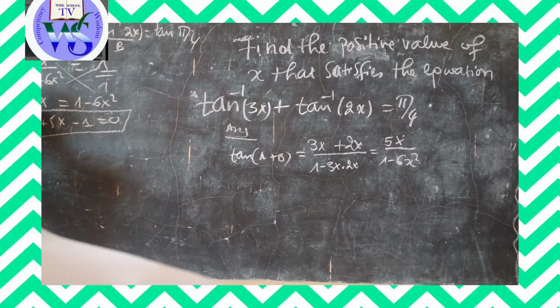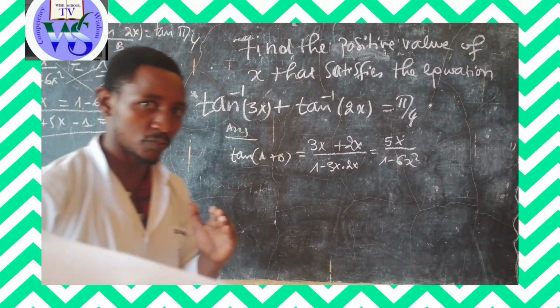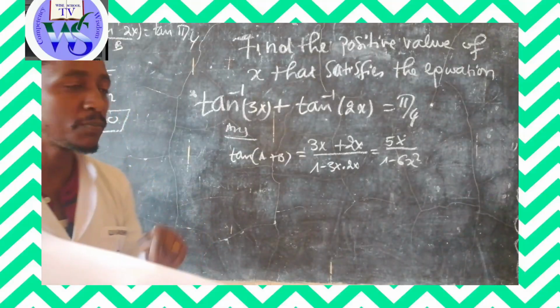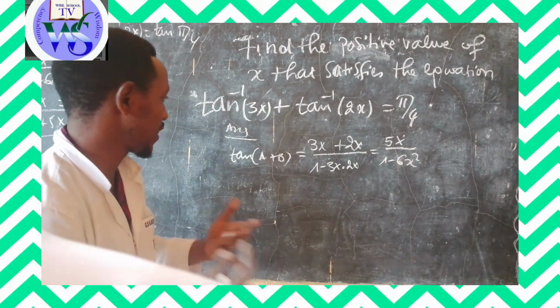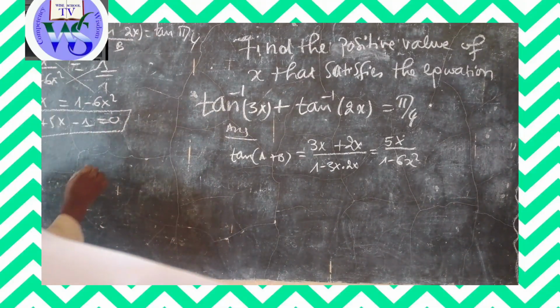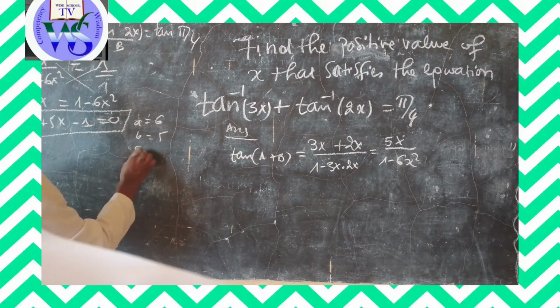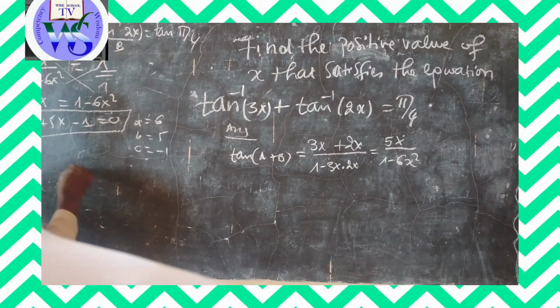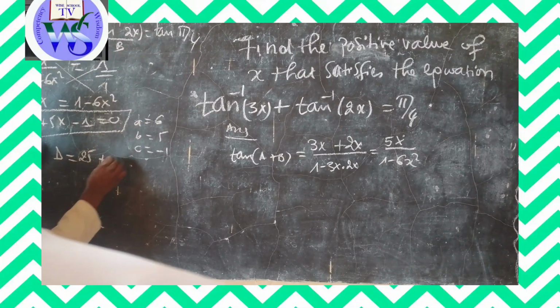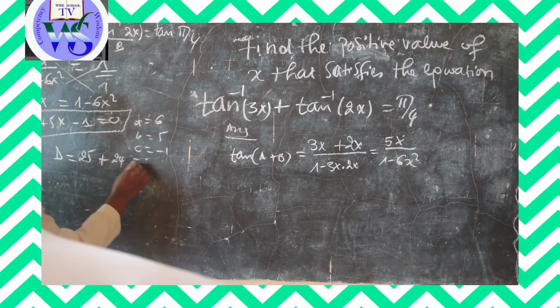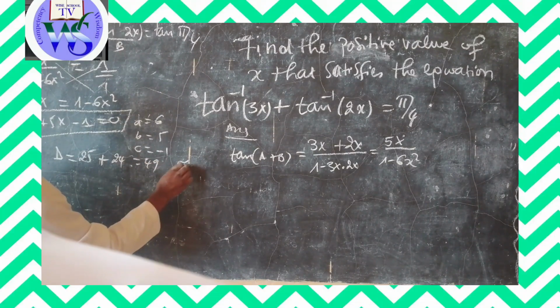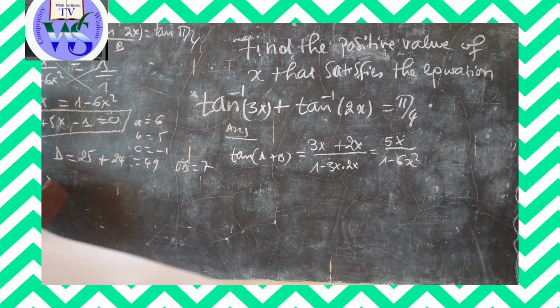This is a quadratic equation. How do we solve the quadratic equation? We can solve it by using delta, or another method. Here a is equal to 6, b is equal to 5, c is equal to −1. So delta is b² − 4ac, which is 25 plus 24, which is equal to 49. The square root of delta is 7.